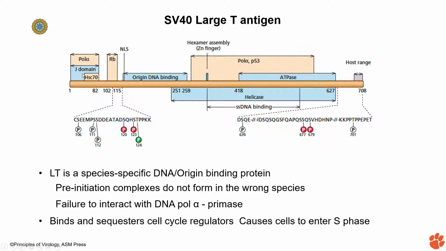Then the J domain, we are going to talk about what exactly it is. We're going to come back to that. Also, what you have is this HSC70. This is a heat shock protein, heat shock protein 70 kilodalton, and this is a chaperone protein.